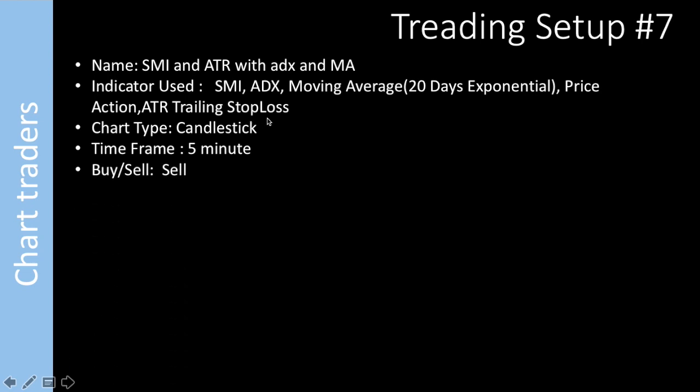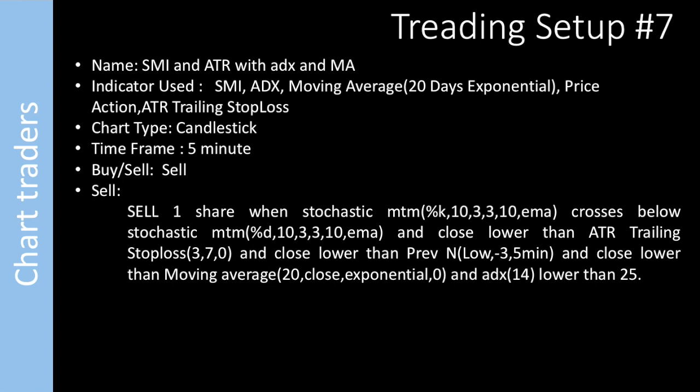Chart type is candlestick, 5-minute time frame, and the strategy is the sell strategy. So when to sell? When the stochastic momentum indicator crossover happens. This is your main condition or trigger point. And the remaining are all supporting: the close is lower than the ATR trailing stop loss, close is lower than the moving average, and close is lower than the previous three candles, each candle of 5 minutes.